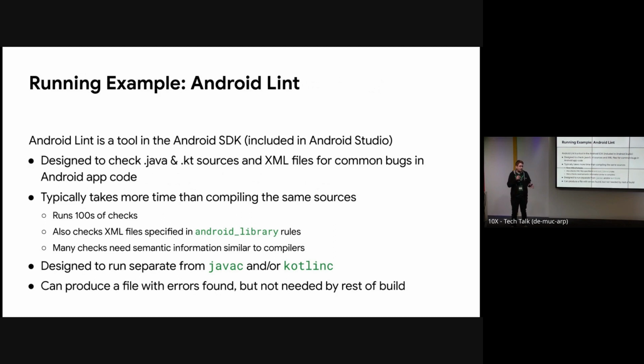And this does a lot more than just checking style and things like that. It actually checks the code for bugs, common error patterns that you might use in code. And importantly, Android Lint can actually take longer to run than compiling those same sources. It runs hundreds of checks, and as you add more checks, it could take more and more time. It can produce a file for reading what the errors are, but this is not something that's used in the rest of the build.